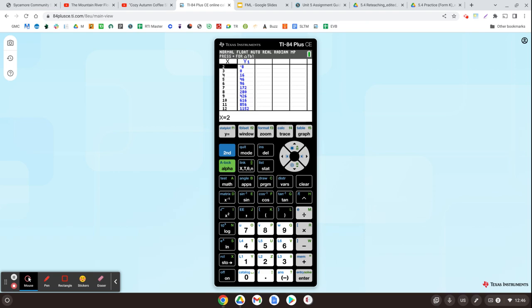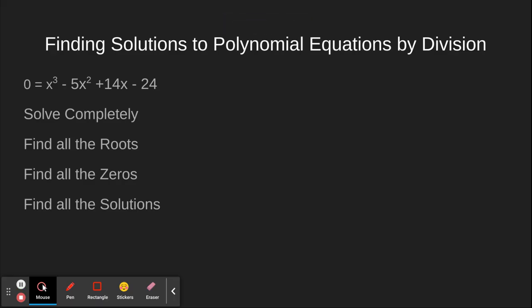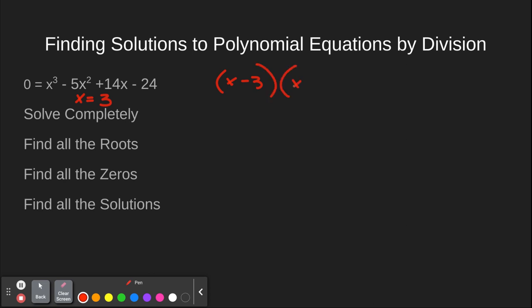So what's going on? Well, we know that x equals 3 is our real solution. What that means is if we did x minus 3 times x squared plus something, that would have to give us this. I want you to think about that and think if it makes sense. Since 3 is an answer, x minus 3 is a factor. So how do we find this?